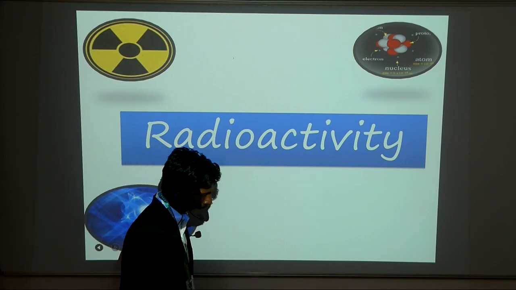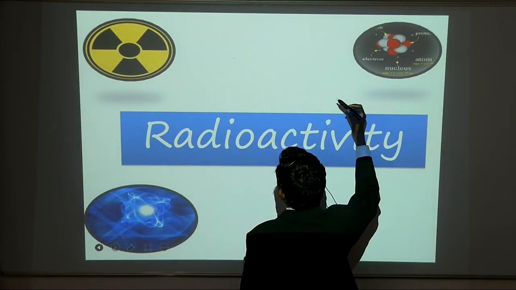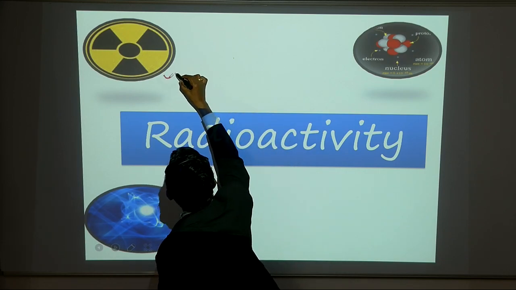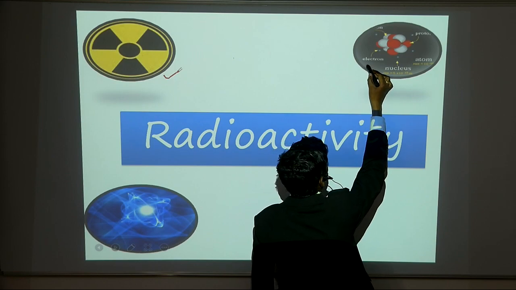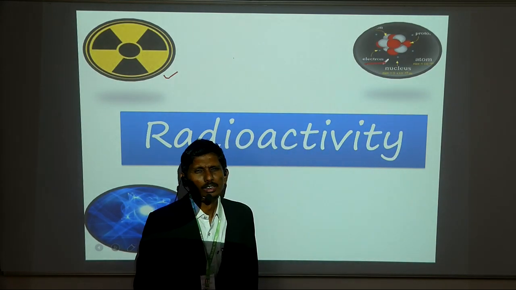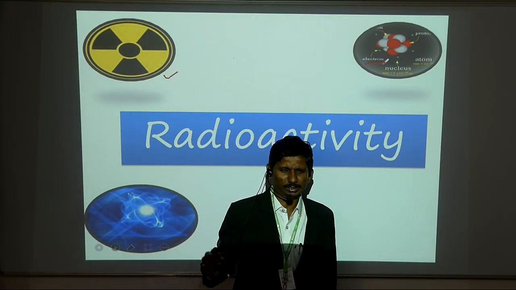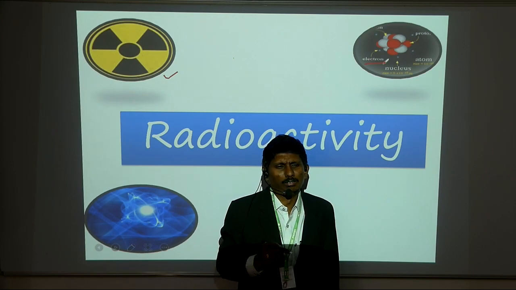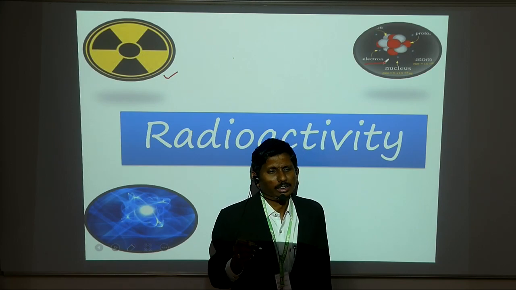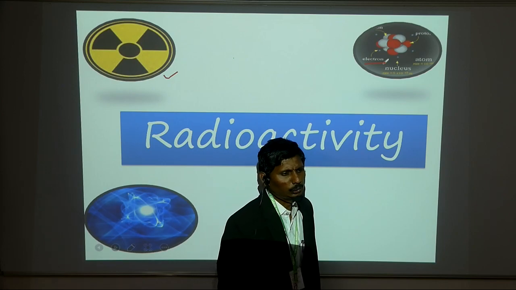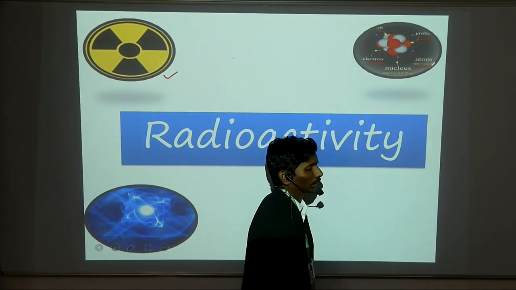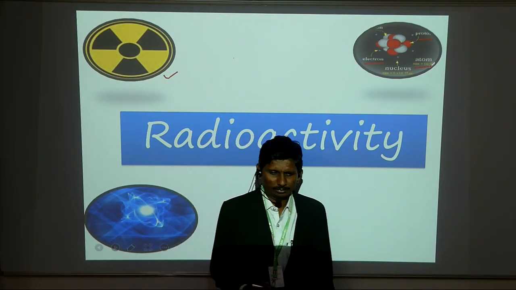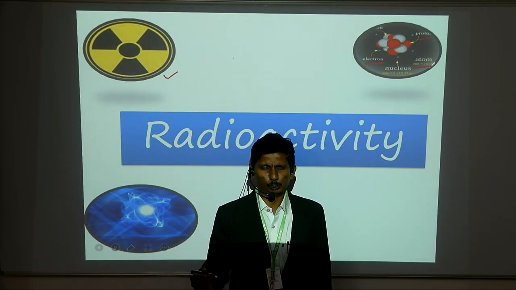Generally, what happens when we consider the atom? This is the symbol of the radioactive material. In the atom, the electrons are revolving around the nucleus, and in the nucleus, what are the constituents, well known as the nucleons? That is proton and neutron. Generally, the radioactivity phenomenon is related to the nucleus.